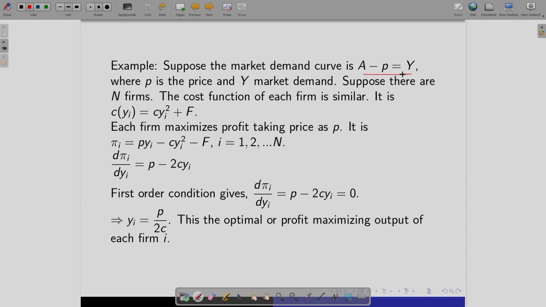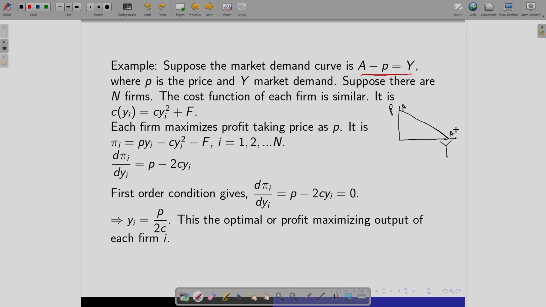Suppose this is the market demand curve. Okay? So, you plug in prices, and the quantity demanded you are going to get is this. So, if you look at this demand curve, it is the market demand curve, it is something like this. Okay, this is A and this is, sorry.